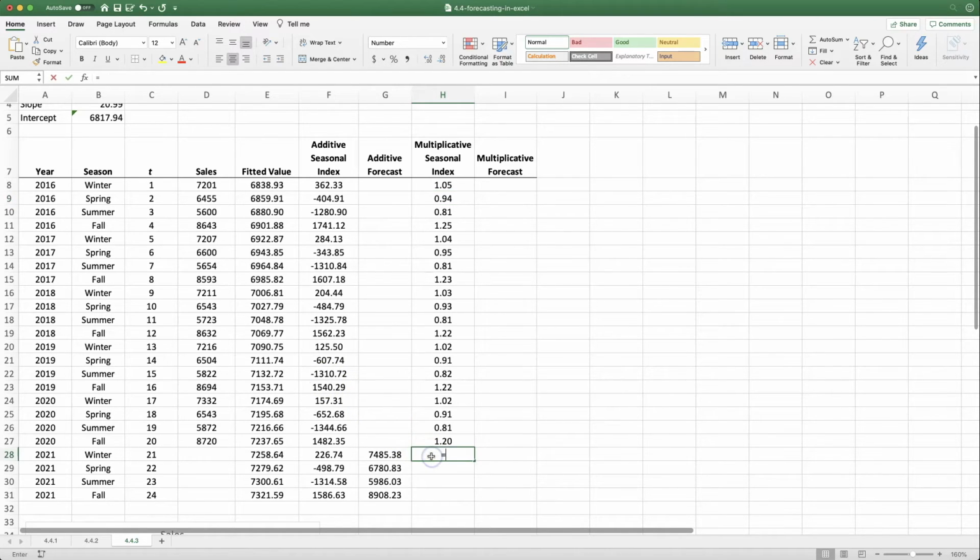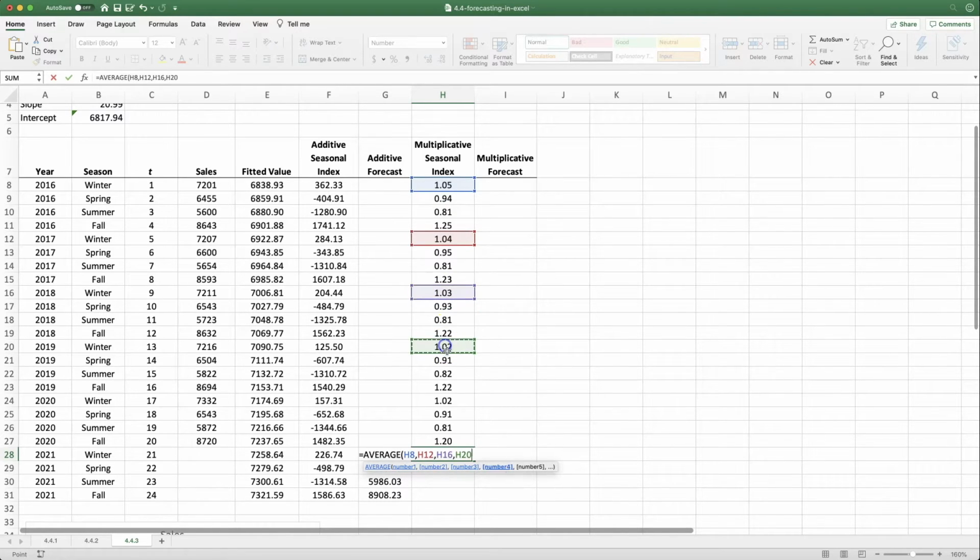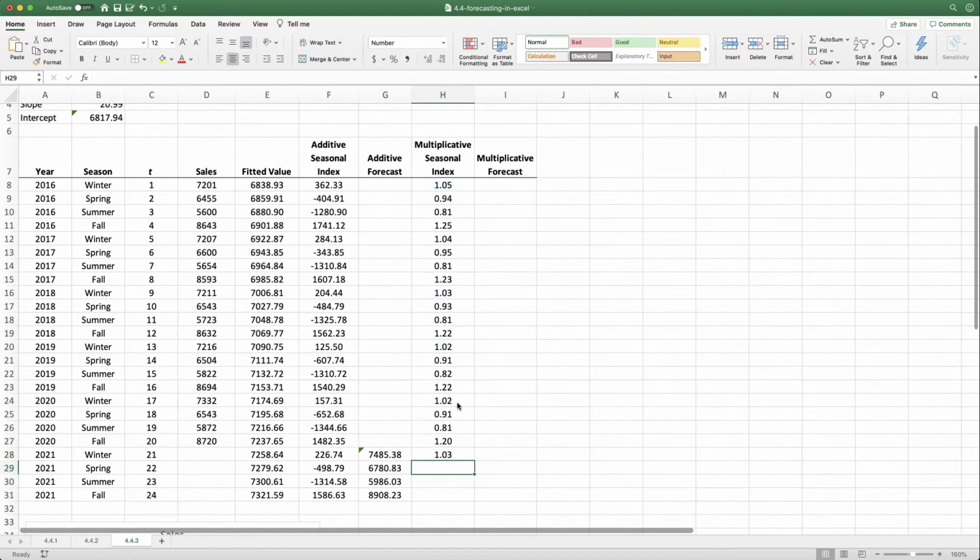So let's look at winter and calculate the average multiplier, the average multiplicative seasonal index, the average ratio for winters. 1.05, 1.04, 1.03, 1.02, and 1.02. The average is 1.03. On average, the winter sales are 3% higher than the predicted winter sales. Autofill this down, and we get the rest of our ratios. On average, spring sales are only 93% of what we predict. Summer sales are only 81% of what we predict, and fall sales are a whopping 22% higher than we predict.